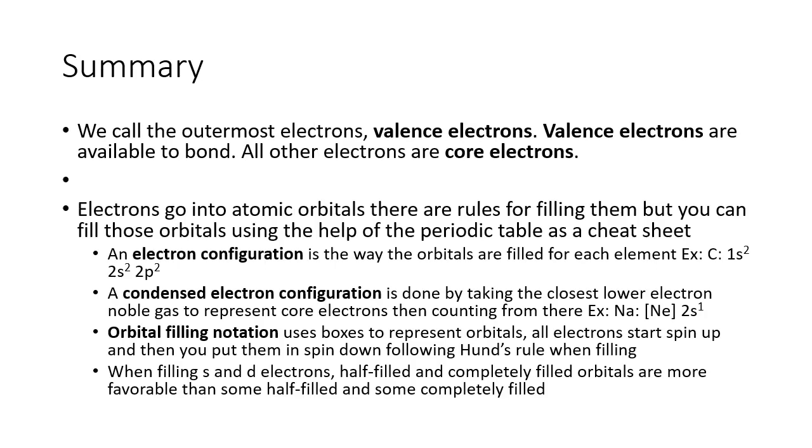So we call the outermost electrons the valence electrons. The valence electrons are available to bond. All other electrons are called core electrons. Electrons go into atomic orbitals, and there are rules for filling them in, but you can fill those orbitals using the help of the periodic table as a cheat sheet.